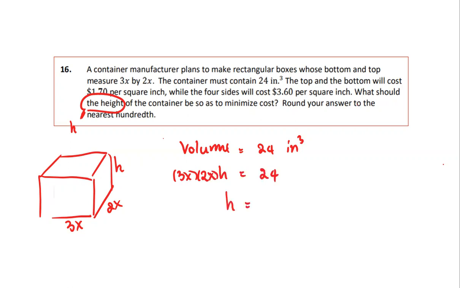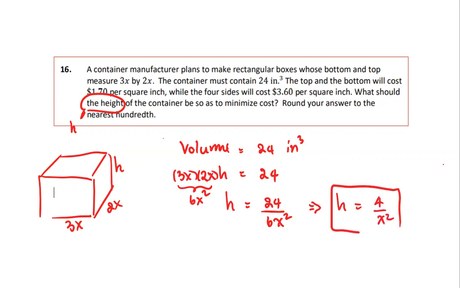That means the height in terms of x is going to be 24 divided by 6x squared, because 3x times 2x is 6x squared. And then simplify, h equals 4 divided by x squared, as the relationship of the height and the unknown x variable.